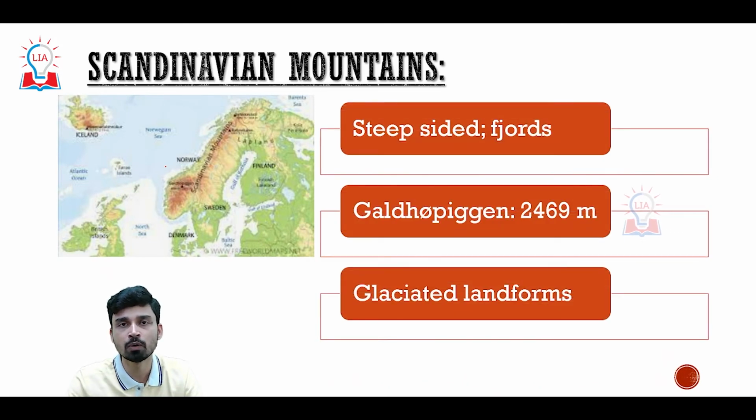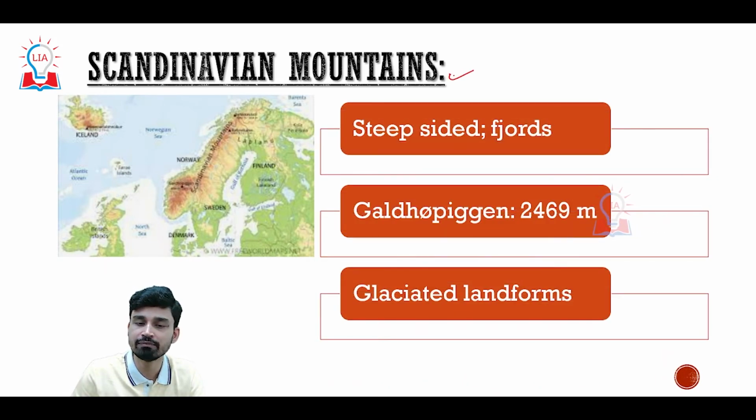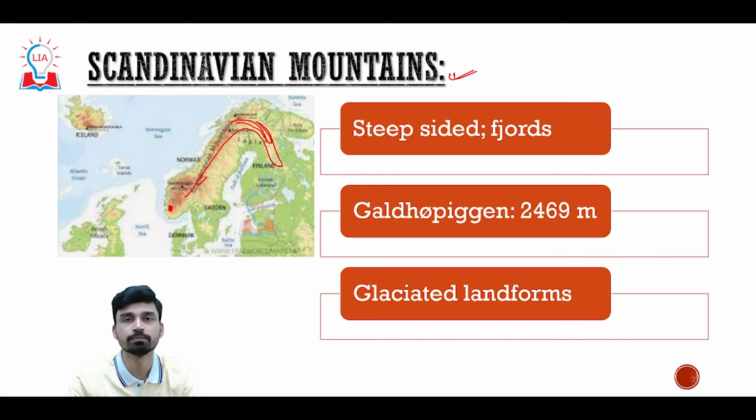Further, the next mountain range of Europe is the Scandinavian mountains. The Scandinavian mountains are located in the Scandinavian peninsula that includes countries like Norway, Sweden, and Finland. Geographically, this mountain system originates somewhere from the southern tip of Norway, then goes all the way up north, from where it turns slightly toward the east, where it is known by the name of Lapland in the Finland region. So that is the structure of this mountain system.